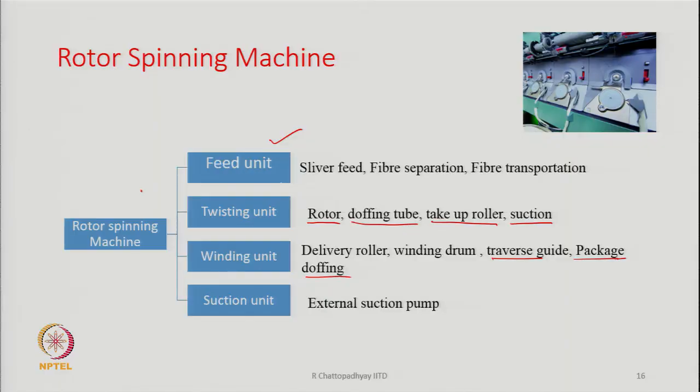Fiber transportation is done with the help of air. So, it is all pneumatic transport of fibers. We will also look at the pneumatic transport in detail. So, you can say the machine has 4 units: feed unit, twisting unit, winding unit, and a suction unit.